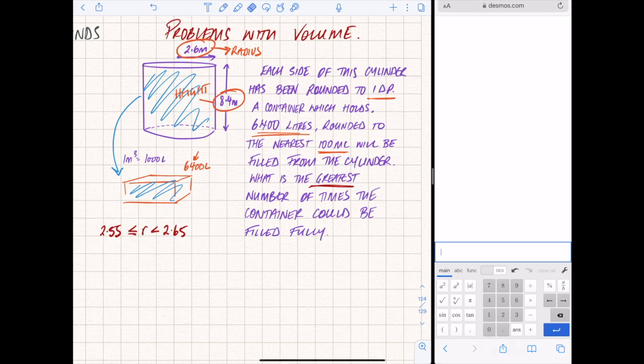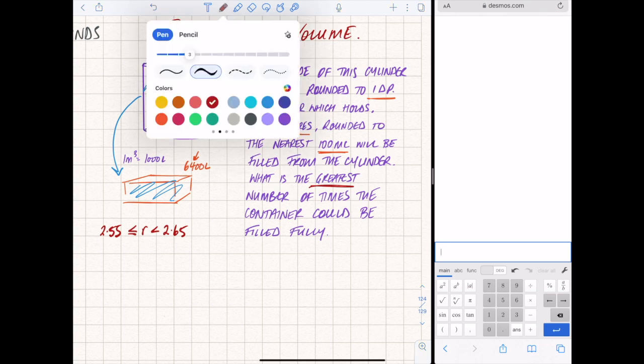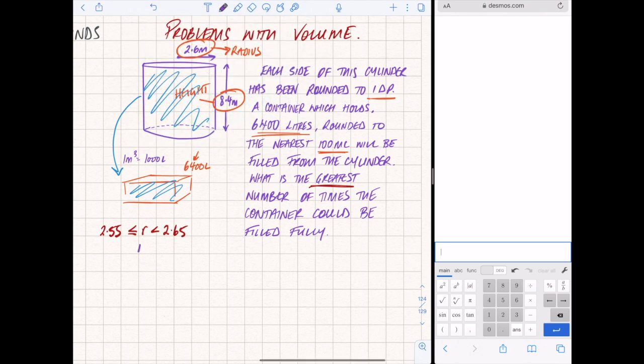Okay. Then I'm going to do the same for the height. So let's do the height. Let's call that H. So it's 8.4. 8.5 is the next value. 8.3. So the middle, 8.35 and 8.45. So I've got my height, I've got my radius.